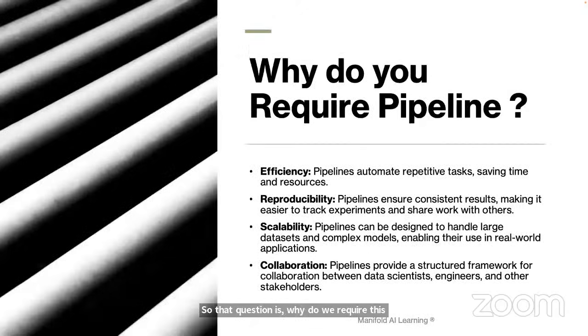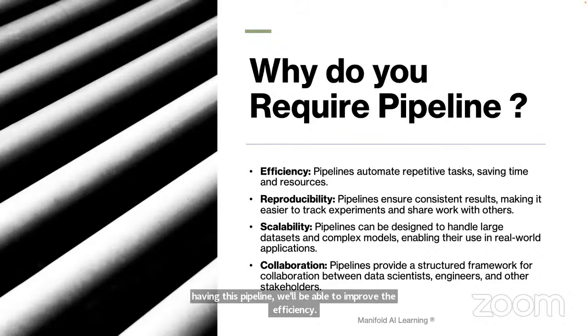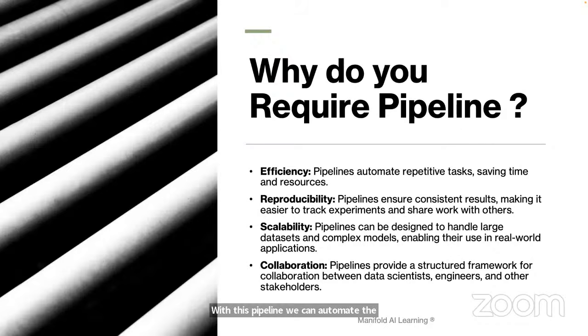So first of all, by having this pipeline, we'll be able to improve the efficiency. So with this pipeline, we can automate the repetitive task, and this will save time and resources. And by building this pipeline, we can ensure the reproducibility. So as a result of this, we always get the consistent results. Even though we are experimenting with multiple parameter values, we can always get the consistent results, which makes it easier to track the experiment and share it with the others as well.